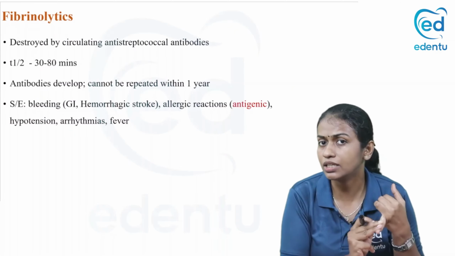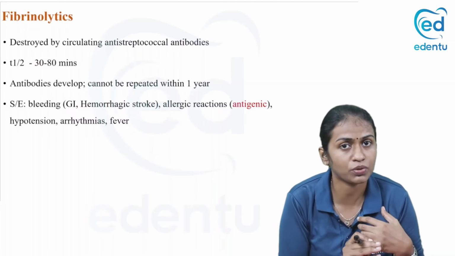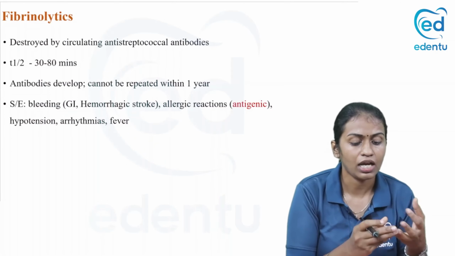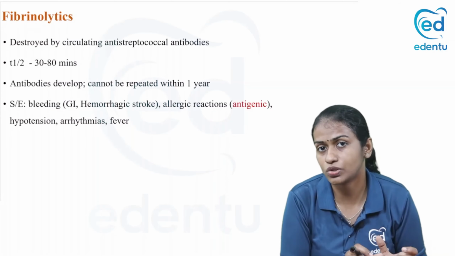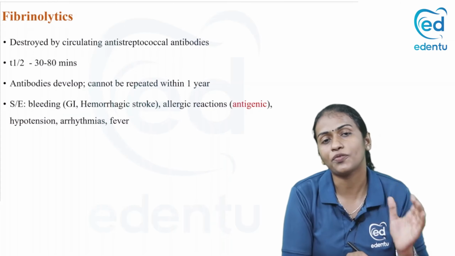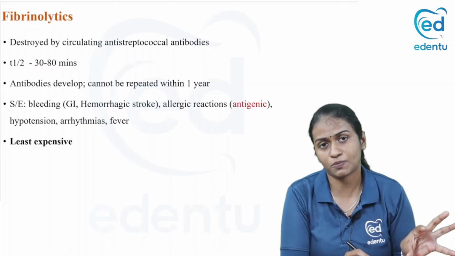So, bleeding is a major risk. Then, since it is derived from beta hemolytic streptococci, it is antigenic, so allergic reactions can be there. The patient can develop hypotension, arrhythmias also. The only advantage, or the main advantage I should say, of streptokinase is its cost. It is relatively least expensive.